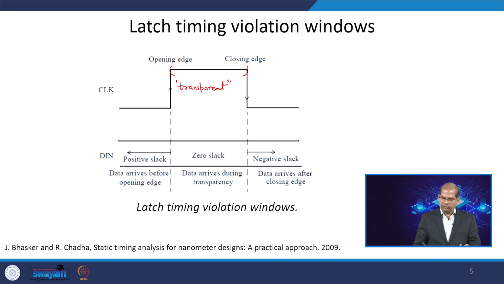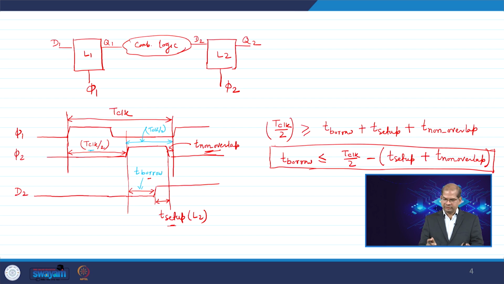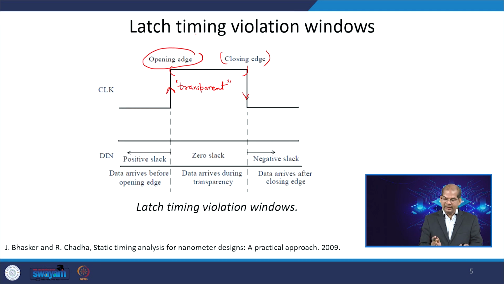So, what is the opening edge? This rising edge is my opening edge, and what is the closing edge? This is my closing edge. Okay. So, this window is very important for me. Why is this window important? In the previous slide, if D2 is reaching earlier than the rising edge, I have positive slack.